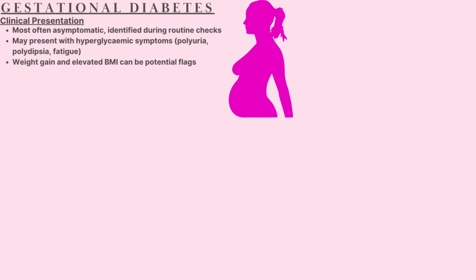Gestational diabetes is common in pregnancy, most often presenting asymptomatically and identified during routine checks. It may present with the classic hyperglycemic symptoms like polyuria, that is, increased frequency of urination, polydipsia, that is, increased thirst, and fatigue. Weight gain and elevated pre pregnancy BMI can sometimes be flags that a woman may develop or may be developing gestational diabetes.